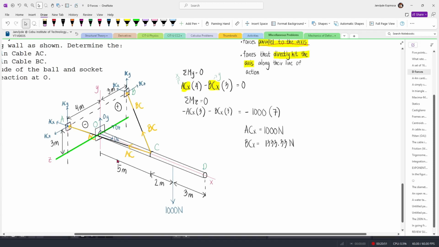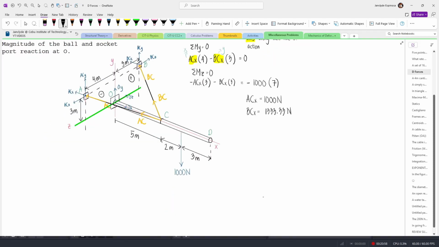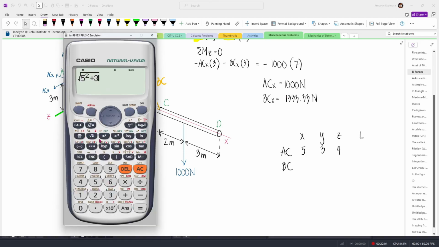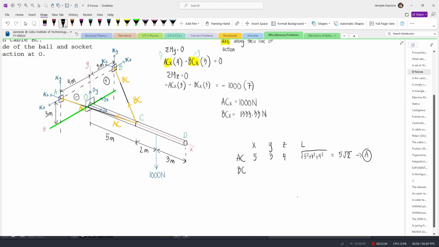Now, how are we going to do that? We need to first take the components of AC and BC. So we have here X, Y, and Z. For AC, our component along the x-axis, from this point up to this point, is 5 meters. Along the y-axis, the vertical distance is 3 meters. For the z-axis, the distance from this point up to this point is 4 meters. So our length is the square root of 5 squared plus 3 squared plus 4 squared, which is 5 square root of 2. We're going to store this into A to streamline the process.